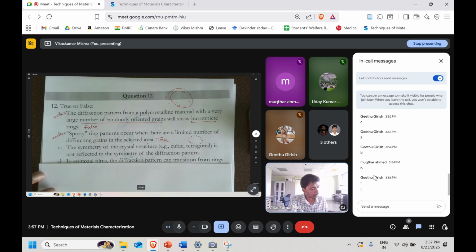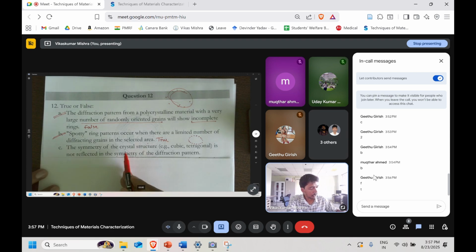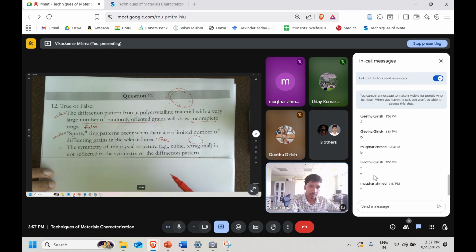Let's move to the next question, question number C. The symmetry of the crystal structure, cubic, tetragonal, is not reflected in the symmetry of the diffraction pattern. What do you think? The symmetry of the crystal structure will be reflected in the diffraction pattern. So it's false. The angular symmetry will be maintained.